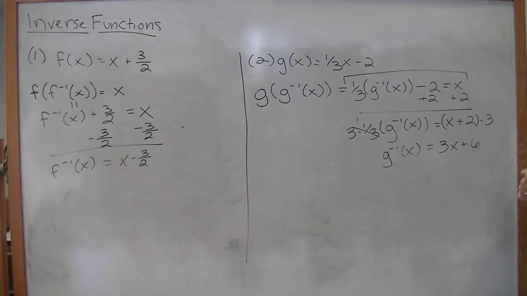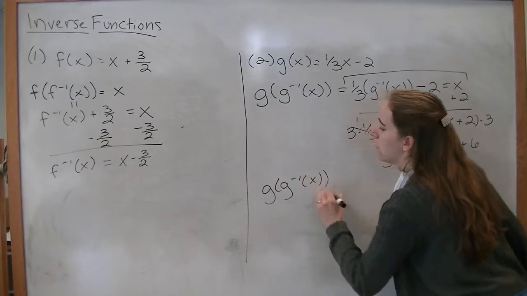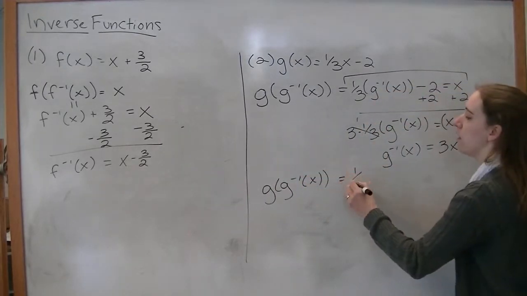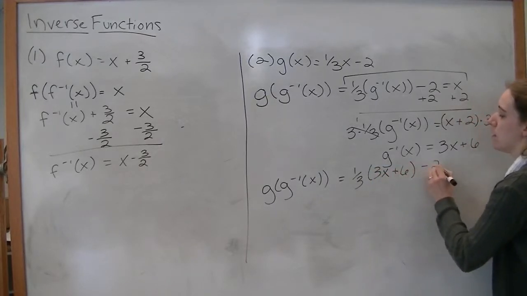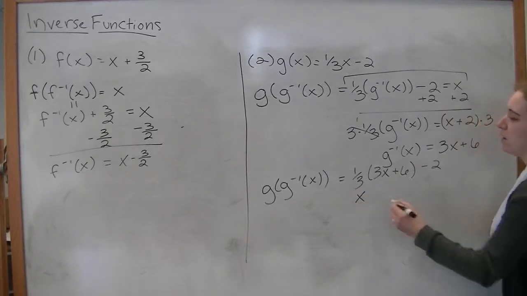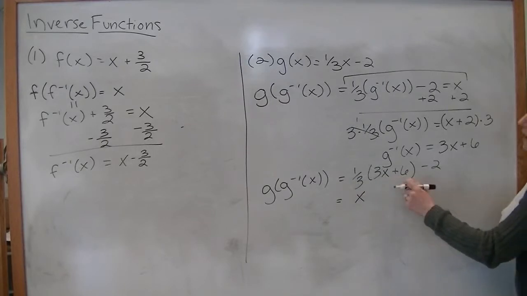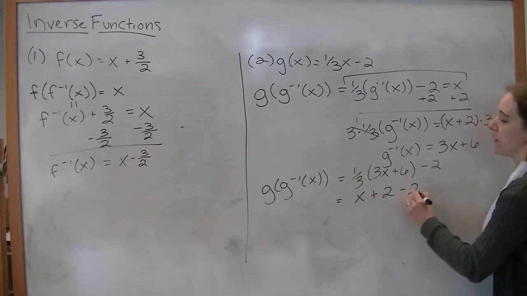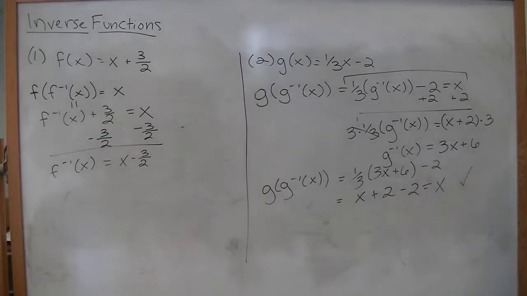Now just to double check, let's take g composed with g inverse of x. That's 1/3 times 3x plus 6, minus 2. Well, we just said 1/3 times 3 gives us 1, so we get just plain old x. 1/3 times 6 is going to give us 2, and we have our minus 2. So just like we wanted, we get just x. That tells us that we've most likely done this correctly. We've most likely gotten the right inverse.